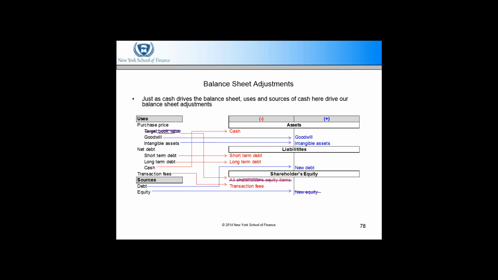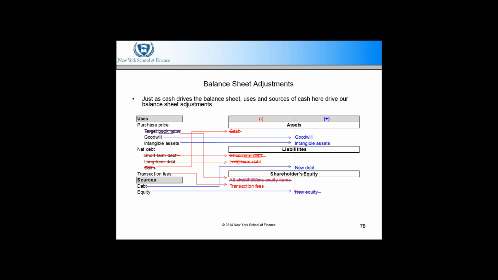I hope so. But okay, let's also wipe out the components of the target company net debt. We're assuming the target company's net debt is gone. How do we know that? Because the uses are representing that. So short-term debt, gone. Long-term debt, gone. Cash, gone. So much for the target short-term debt, target long-term debt, target cash. Wiped out.